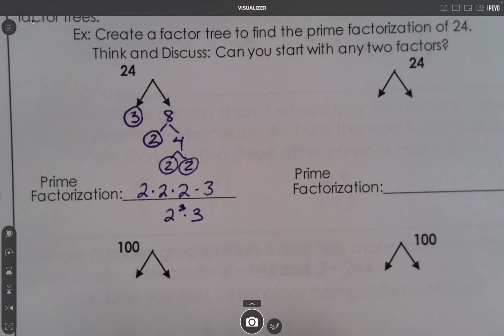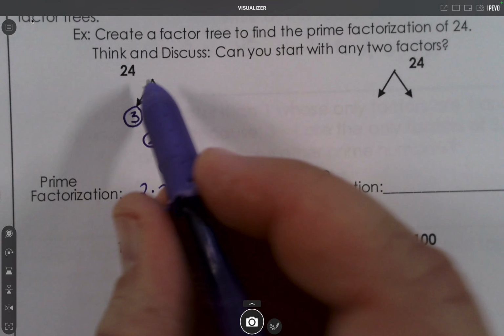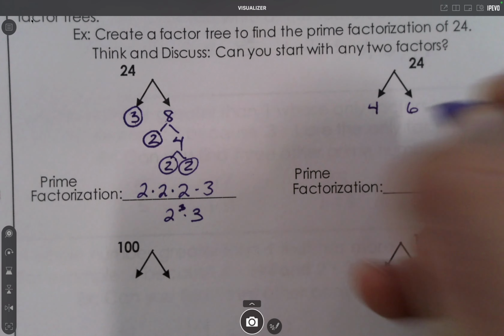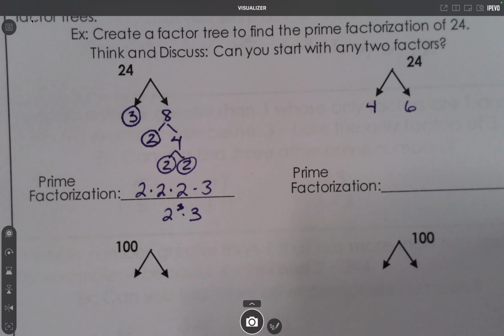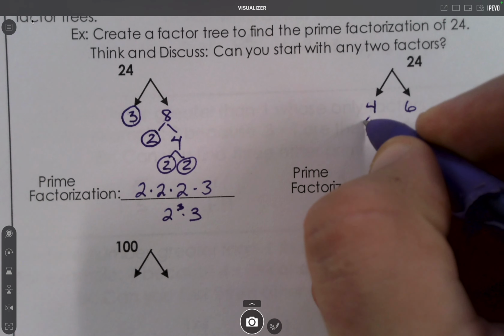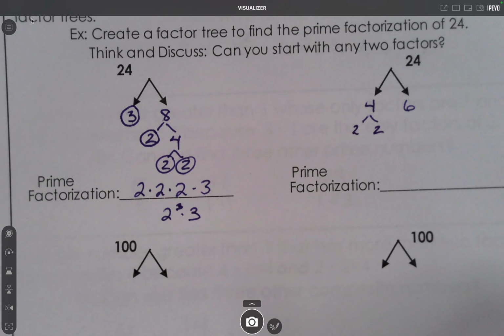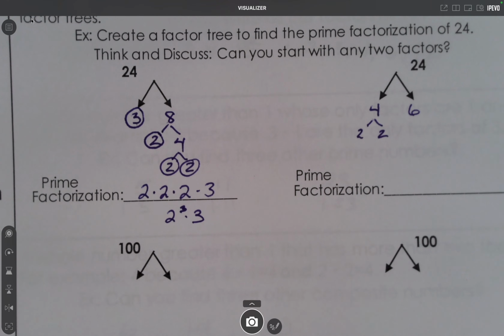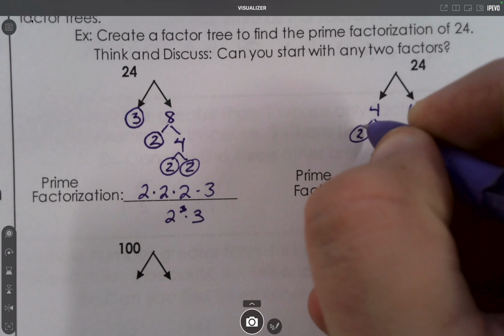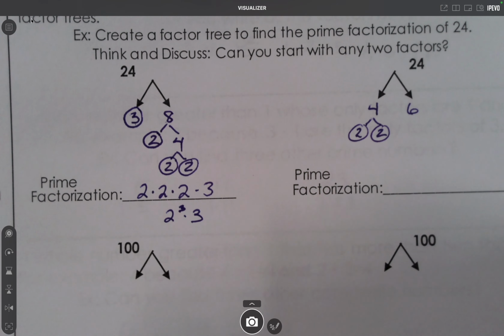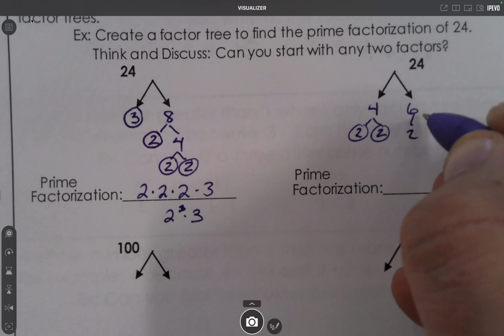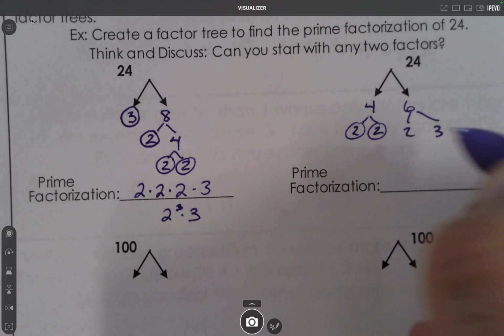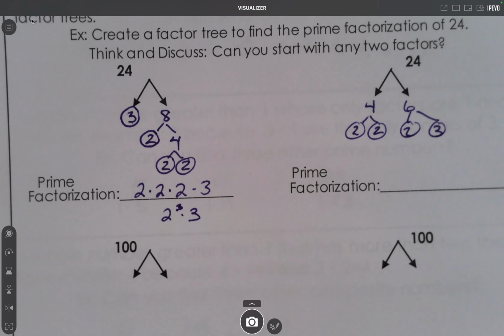And let me show you how if we choose a different starting point, we'll still get the same end. So just like 3 times 8 gives you 24, so does 4 times 6. Now neither of those are prime, so both of them need to keep going. 4 becomes 2 and 2, because 2 times 2 is 4. Now those are both prime, so I can circle them and stop there. 6 is 2 and 3. Those are also both prime, so I can stop there.